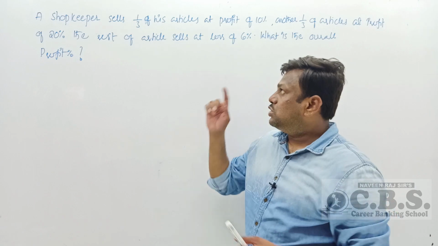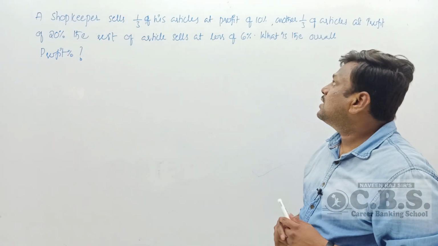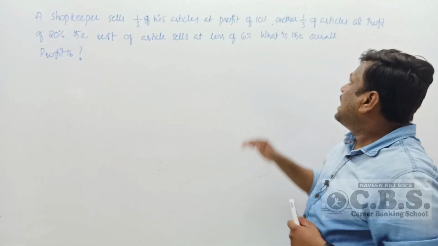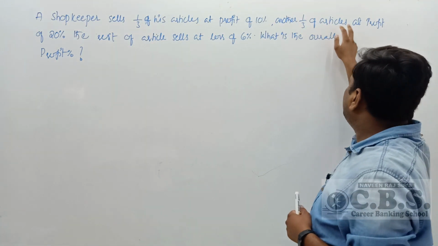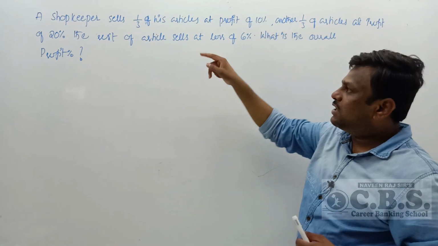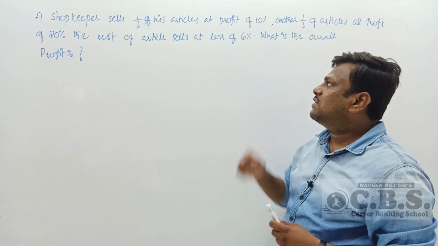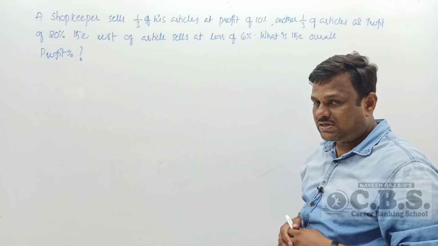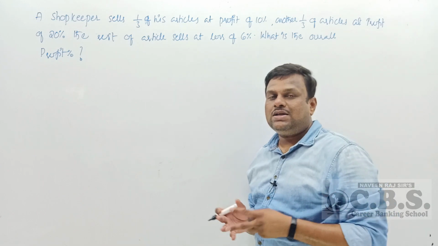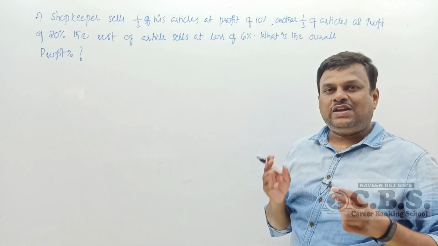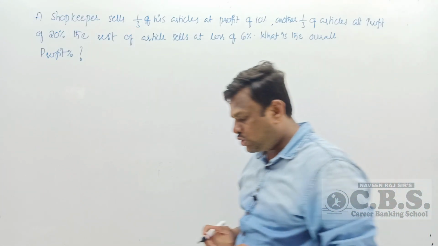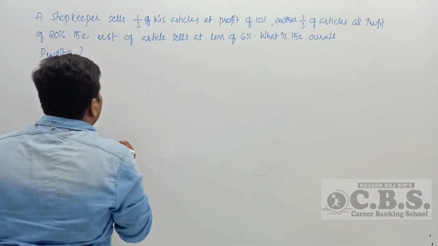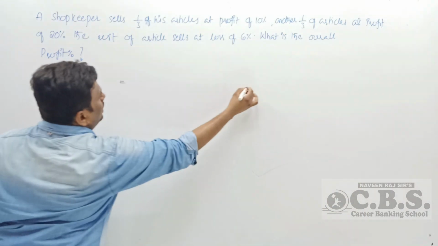Next question. A shopkeeper sells 1/3 of his articles at a profit of 10%, another one third of articles at a profit of 20%, and the rest of the articles at a loss of 6%. What is the overall profit percentage? Here again the articles are compared by a fraction, so definitely the cost price is same. So let's go for the test. Total there are three articles.